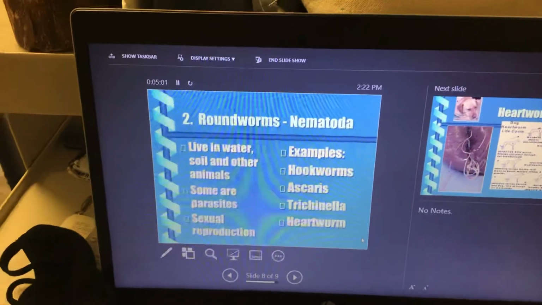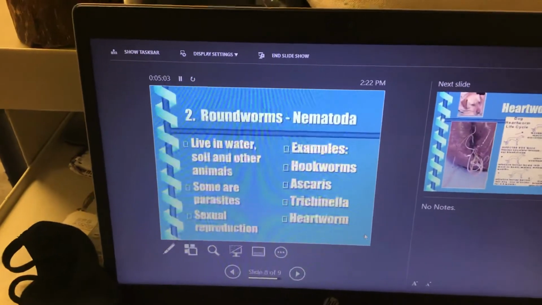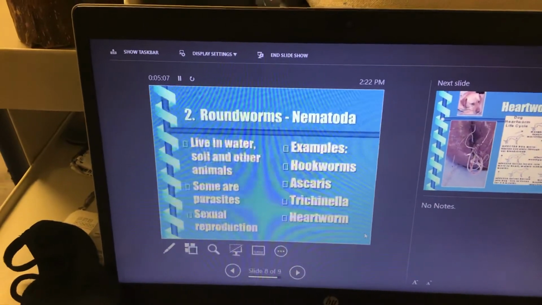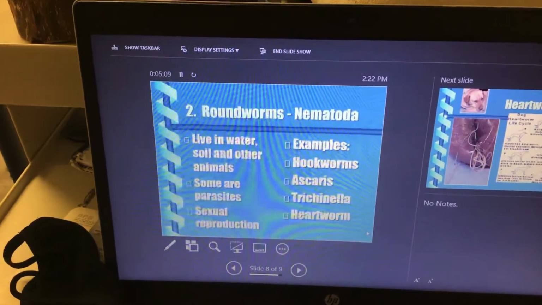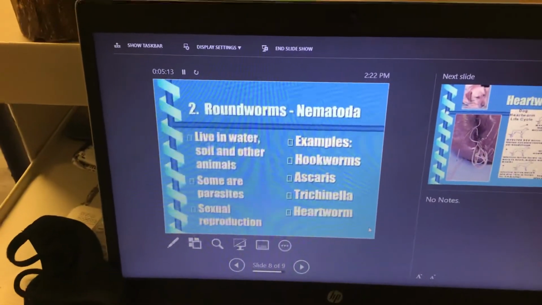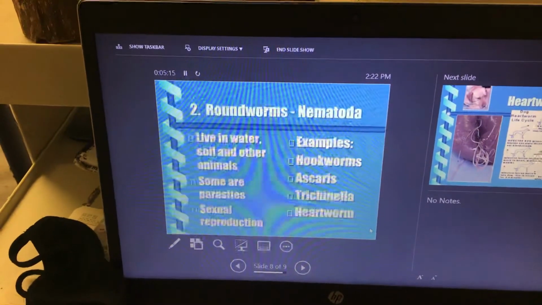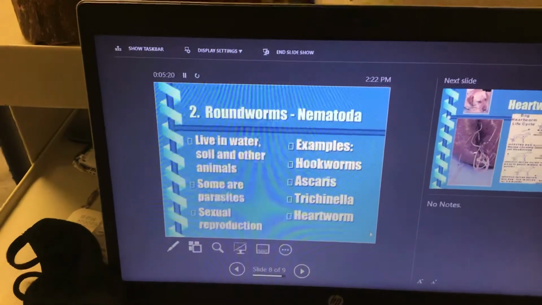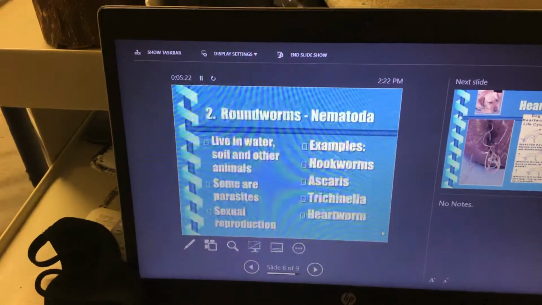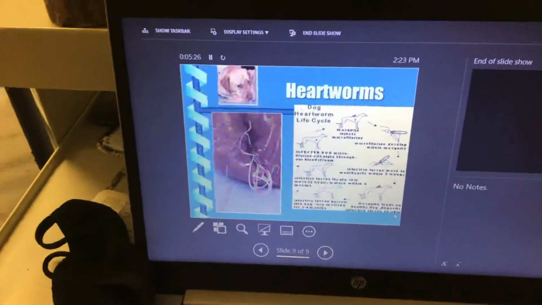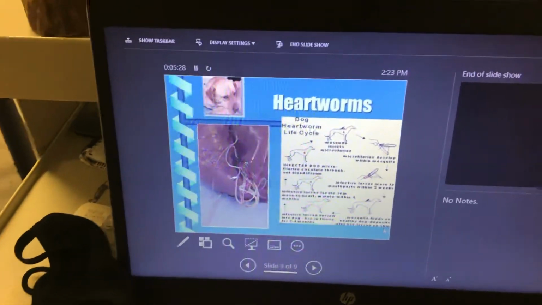I'd write this down. Roundworms are another type. They can live on water and land. Some can be parasites. They use sexual reproduction. An example that you've probably heard the most of is heartworm. Okay, your dog can get heartworm. There's other ones, Trichinella, Ascaris. Some worms in the stomach there.